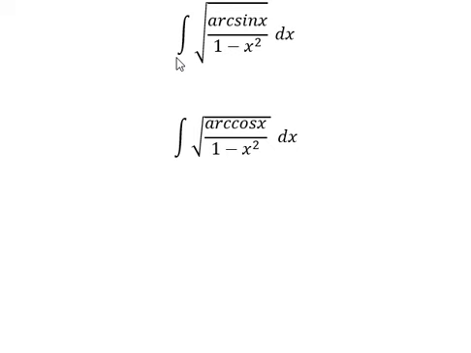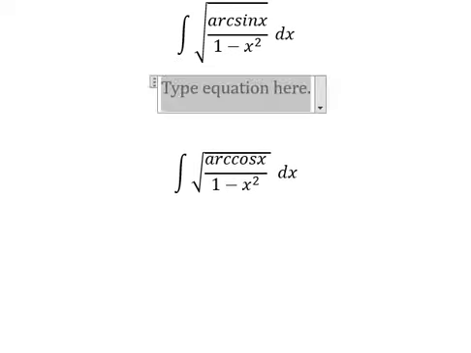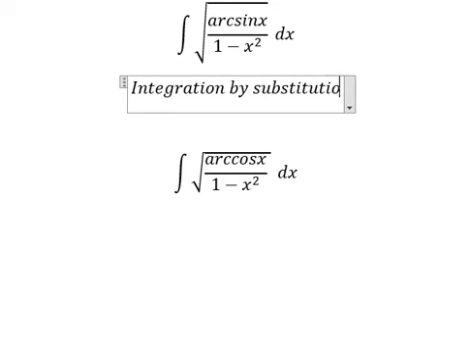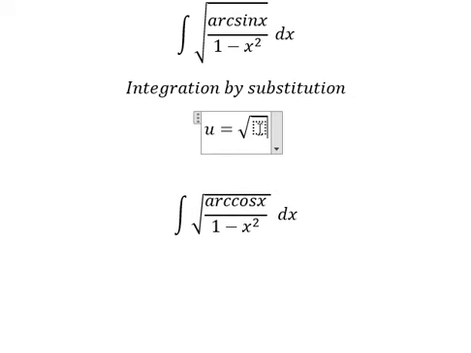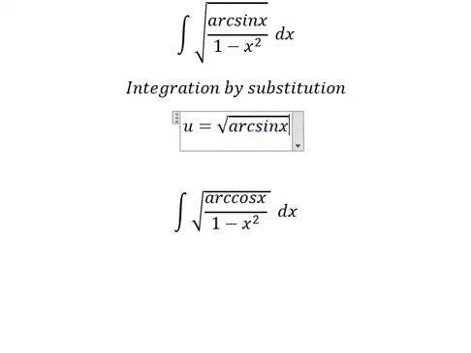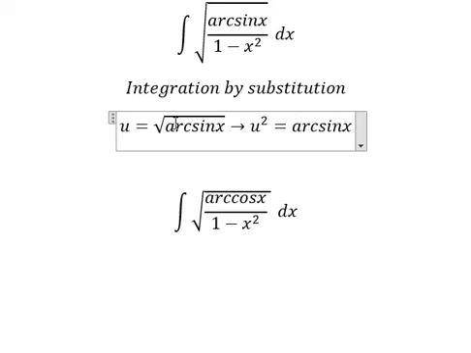So today I will show you how to answer this one. We can use integration by substitution. So we can use u equals arcsin x. Later, we need to put the power of 2 on both sides to cancel the square root.